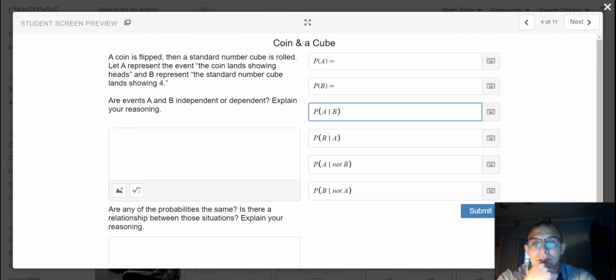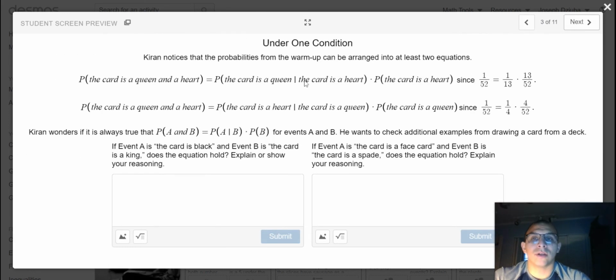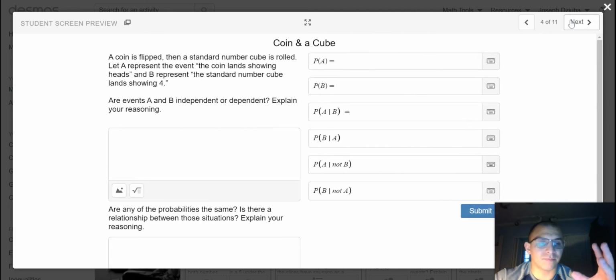In these scenarios, right, the probability of A given that B, you might want to write out the full notation to help you with that solution path.